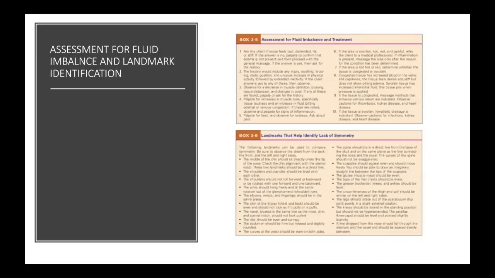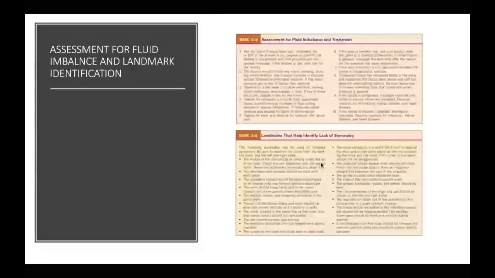The greater trochanters, the knees and the ankles should be level. Again, postural analysis. The tops of the iliac crest should be even. So that's just the hand test. We wrap our hands around the waist and we put our hands around the iliac crest. We should determine with our thumb if one is higher than the other, then we got some imbalances. If they're even, the two thumbs are level.